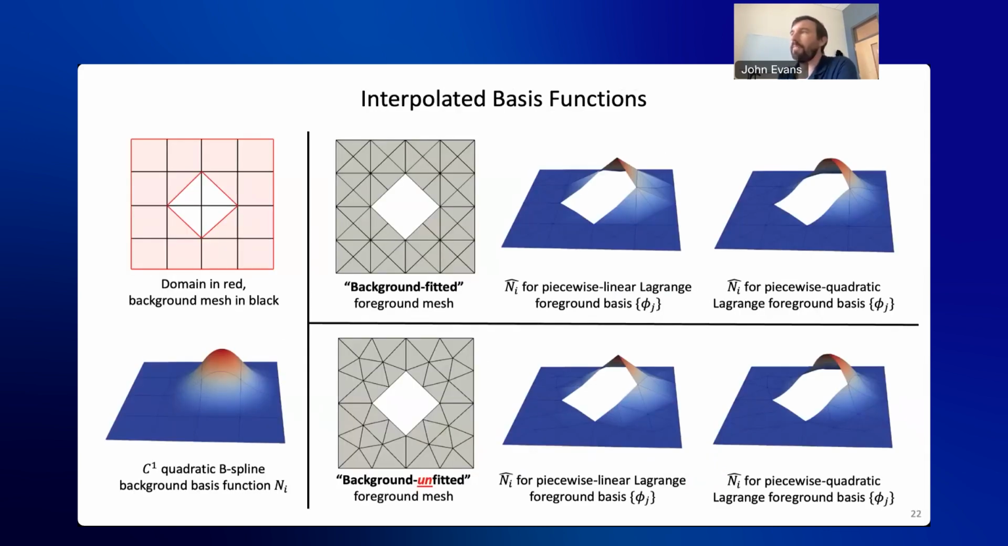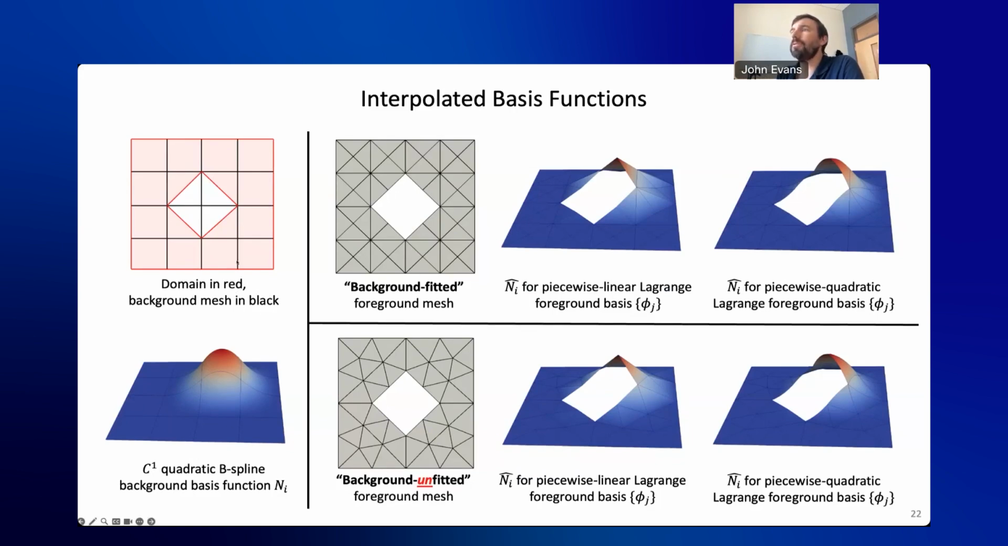So to present a picture to describe this a little bit more clearly, let's consider the case of a domain where we've got a square with a diamond cut out of it. All right, so the domain here is depicted in red. And then we're going to use a background basis of quadratic or biquadratic B-splines, and we'll define this background mesh here in black. And I'm just going to take one particular C1 quadratic B-spline.